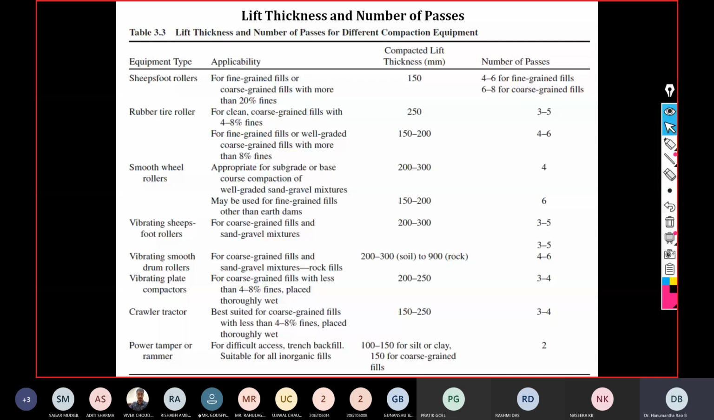You need to optimize by making some kind of trials in the field. The minimum that you can go for is 150 millimeter. The maximum that you can go for is 300 millimeter, but it should not exceed 300. It should not be lower than 150. And regarding this also, if you look carefully, the number of passes required always lie between 3 to 6. So the minimum number of passes is 3 and the maximum number of passes is 6 for the majority of the soils.